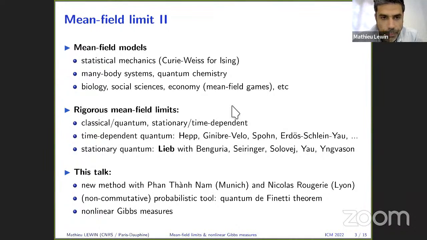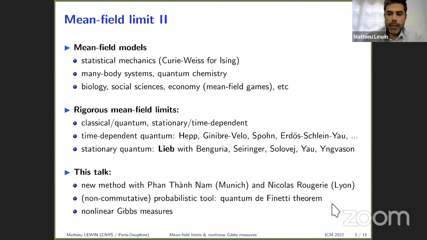In this talk, I will explain a new method which we introduced with Nam from Munich and Nicolas Rougerie from Lyon, which is somehow more conceptual, more general, more abstract, and which allowed us to get a very general result covering all previous theorems. Our method is based on a non-commutative probabilistic tool, which is called the quantum de Finetti theorem. And it is somehow so robust that it allowed us to go further and then study nonlinear Gibbs measures.